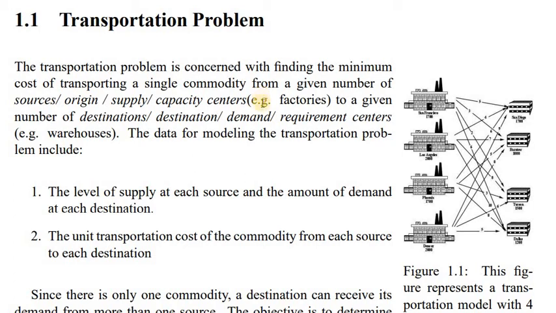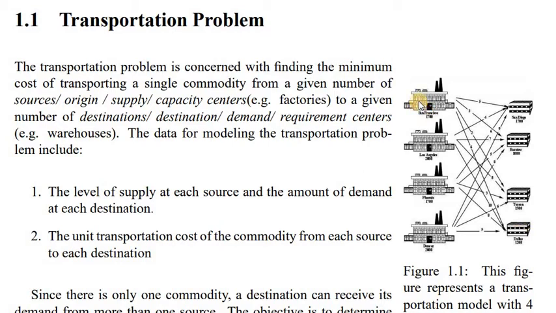In this video lecture, we are going to learn about the transportation problem. The transportation problem is a special type of linear programming problem where the objective consists in minimizing the transportation cost of a given commodity from a number of sources or origins to a number of destinations. Here in this figure, you can see that these are the factories and these are the warehouses.